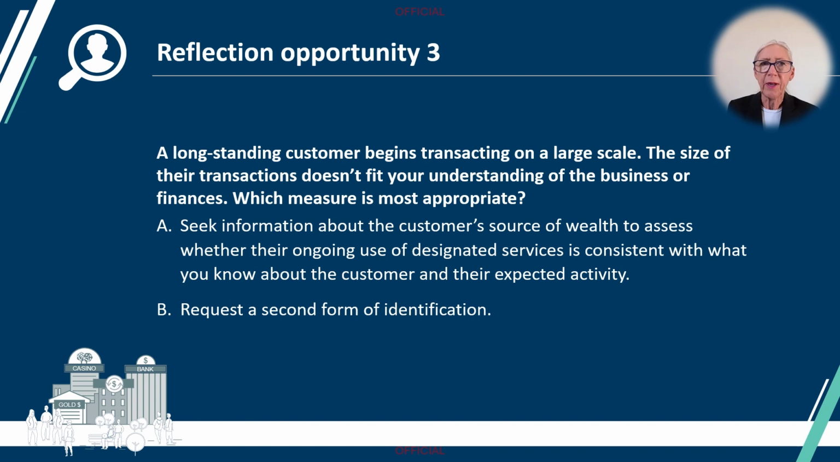So now that we've explored several enhanced CDD measures that you can choose to use depending on the customer and the nature of the risk, let's pause for a quick activity. In this scenario, a long-standing customer begins transacting on a large scale. The size of their transactions doesn't fit your understanding of the business or finances. Which measure is most appropriate? Your options are A. Seek information about the customer's source of wealth to assess whether their ongoing use of designated services is consistent with what you know about the customer and their expected activity. Or B. Request a second form of identification. Again, pause if you need additional time and record your answer.